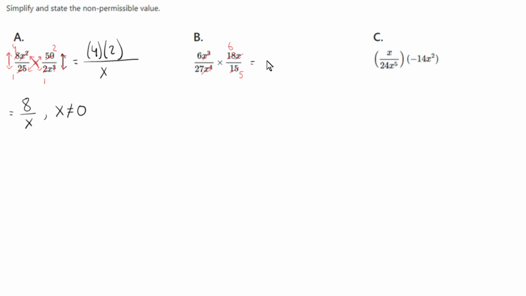So the only thing that we have left now in the numerator, we have 6 times 6. In the denominator, we have 27 times 5. So if we evaluate this, 6 times 6 is 36. And then 27 times 5 is 135. And we need to state the non-permissible value, so x cannot equal 0.